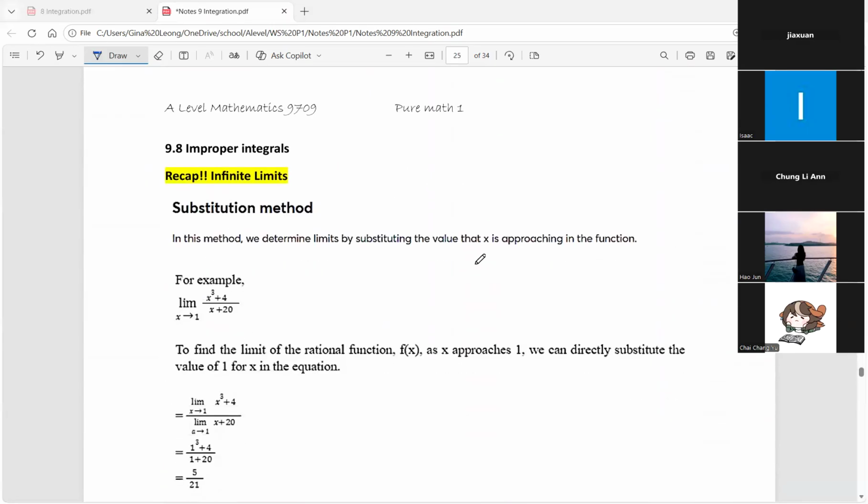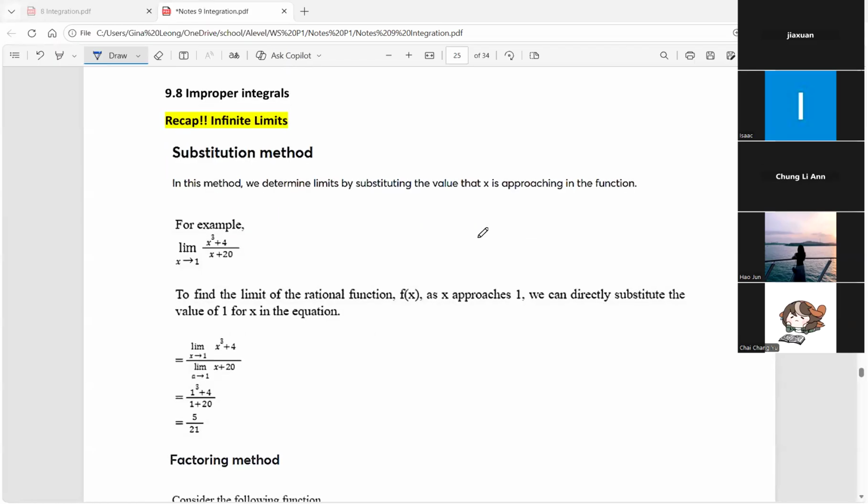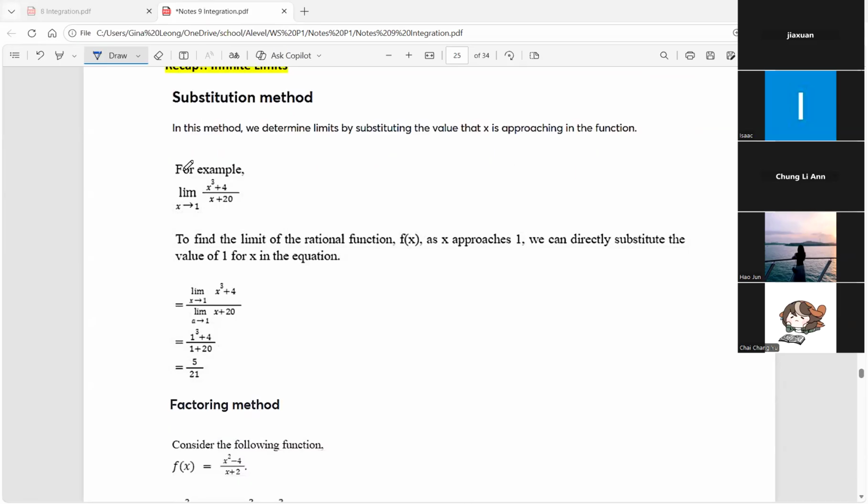Okay. So we continue with 9.8. This is the one students always face problems with. For the integration in front, they have no problem, but once they go for this one, they have a problem. We need to recap some of the limits. I don't know whether you learned it before or not. So we recap. What is meant by limit?